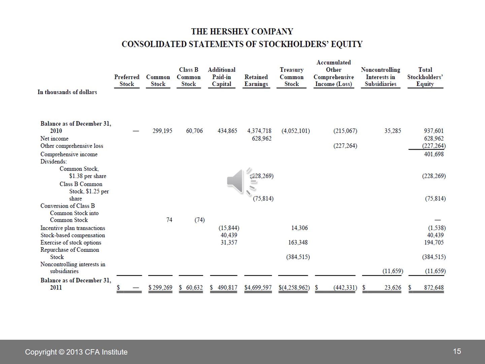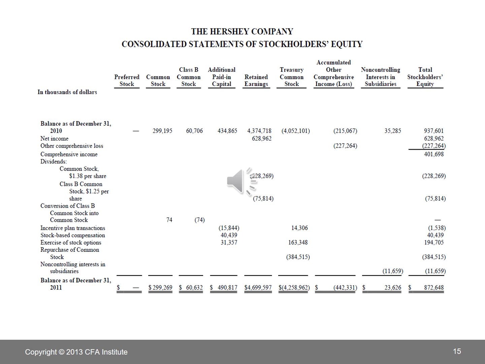Some of the items, let's comment on them. Notice, for example, that the column labeled retained earnings increases by the amount of net income. So 628 and 962,000. And decreases by the dividends paid to the common stockholders. Hershey also presented its other comprehensive income for 2011, as a loss of 227 million 264,000 on its statement of shareholders' equity.